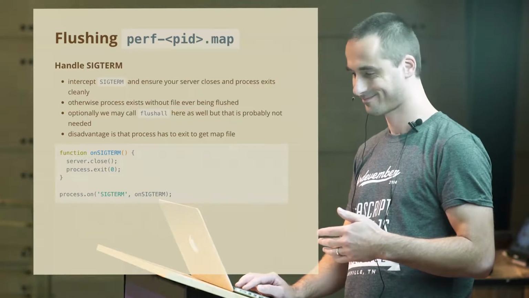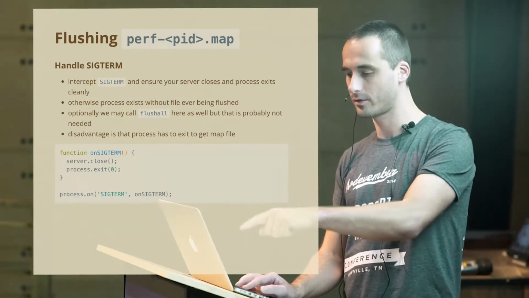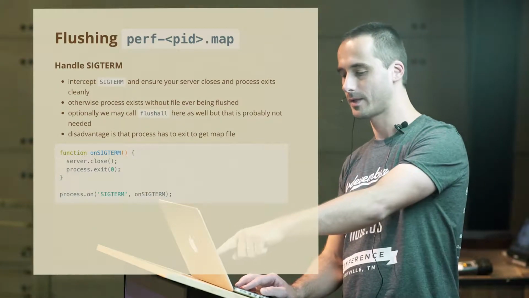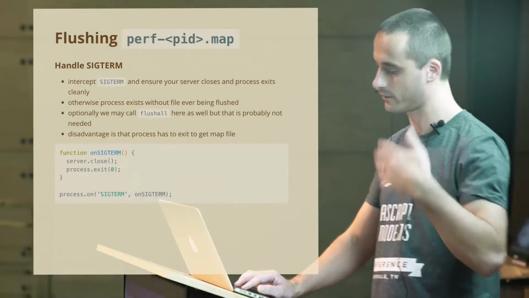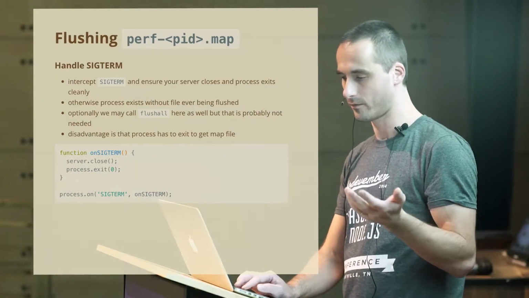Okay. The other way is you could handle SIGTERM correctly, and basically exit your process correctly, and then the file also gets flushed. So then after your server is done, at least you have the information.